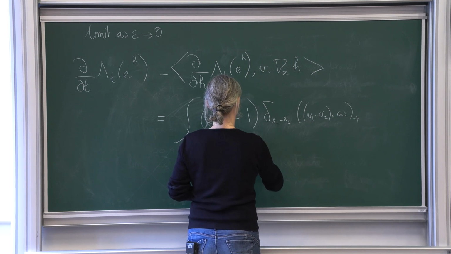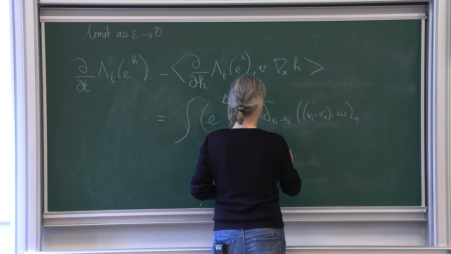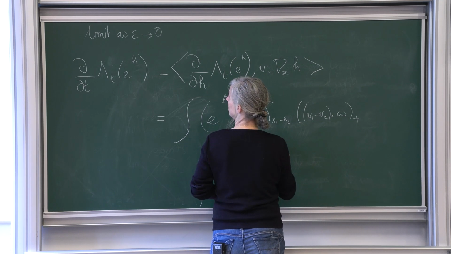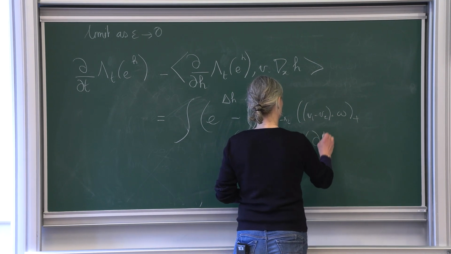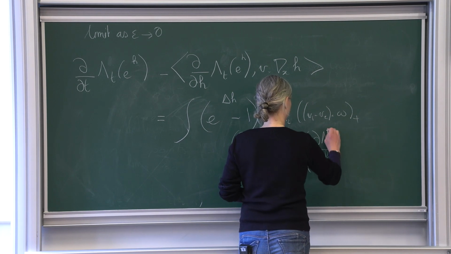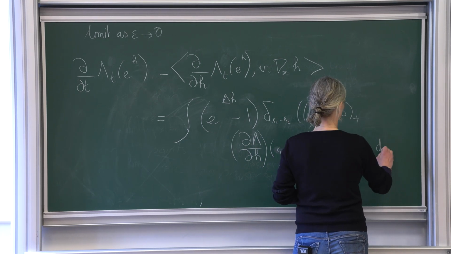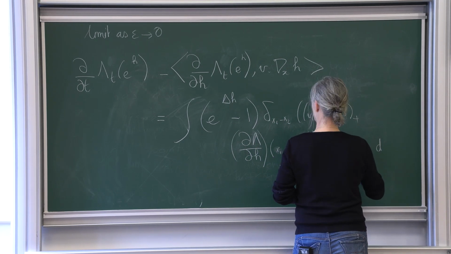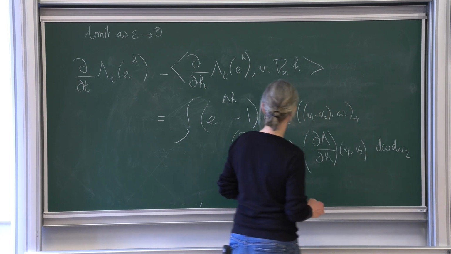d lambda over dh at x1, say, x1 v1, d lambda over dh at x2 v2, and then you integrate, so it's the same x1 to omega v2.